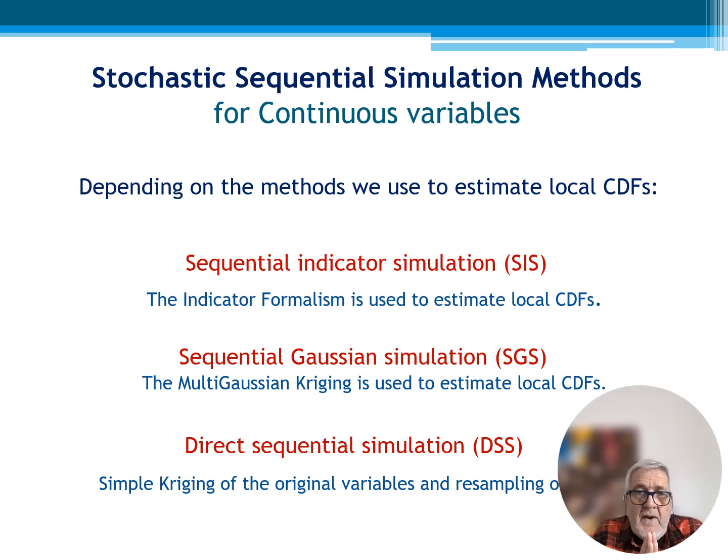Now, in the next lectures, you are going to see the methods for simulation of continuous variables. In the last lecture, you saw a method for stochastic or spatial simulation of categorical variables. Depending on the methods you use to estimate the local CDF in the first step, we can have the sequential indicator simulation, where we use indicator formalism to estimate local CDFs. We have the sequential Gaussian simulation, which we are going to see, where we use the multi-Gaussian kriging to estimate local CDF, and we have direct sequential simulation, which does not imply any transformation of the original variable.